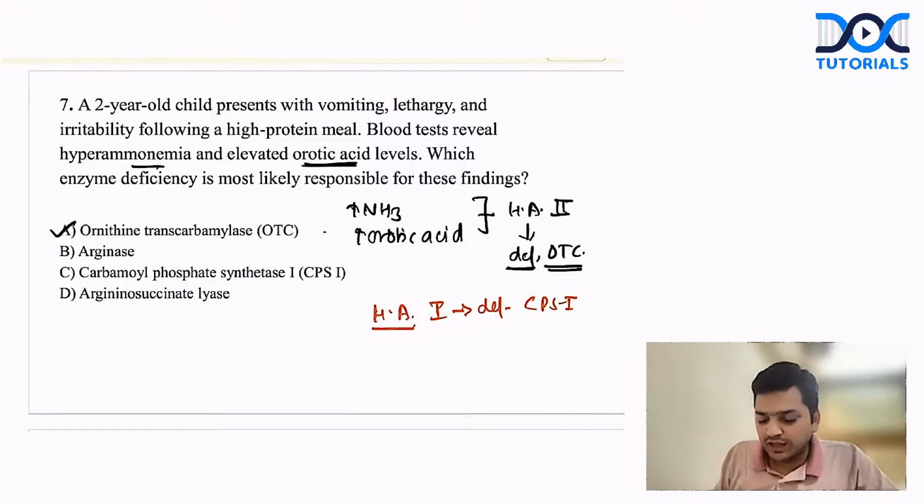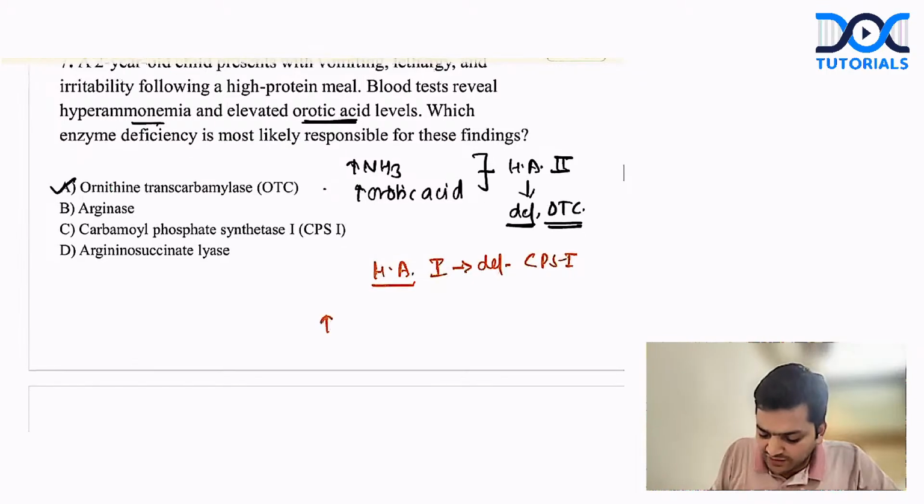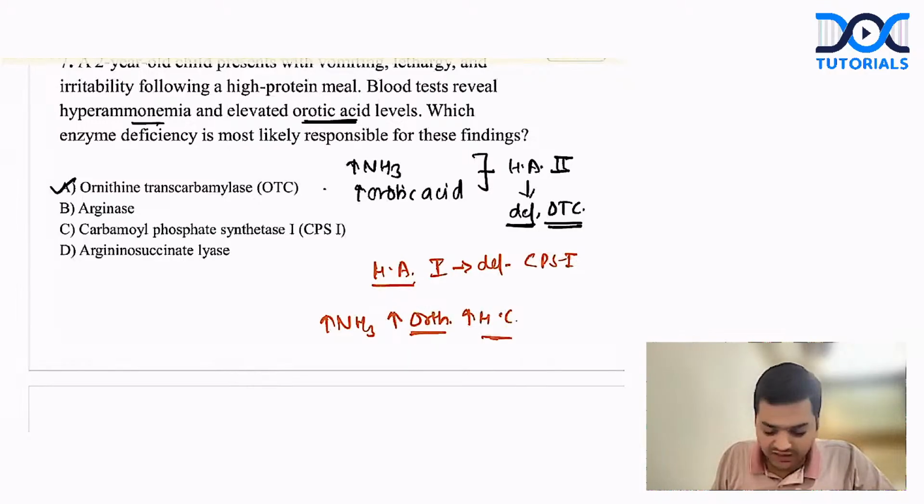And if I ask you that, in the same question, if I say there is increased amount of ammonia, increased amount of ornithine is mentioned, increased amount of homocitrulline is mentioned. Can you tell me that this is called which disease? If there is hyperammonemia, hyperornithinemia, and homocitrullinemia, then the answer would have been what? Yes, then the answer would have been HHH syndrome.